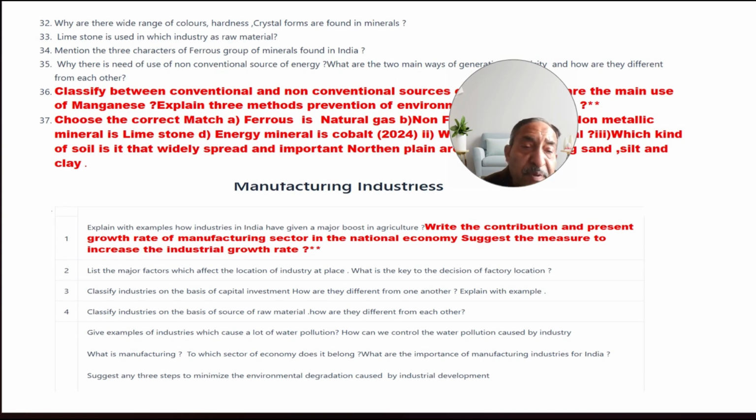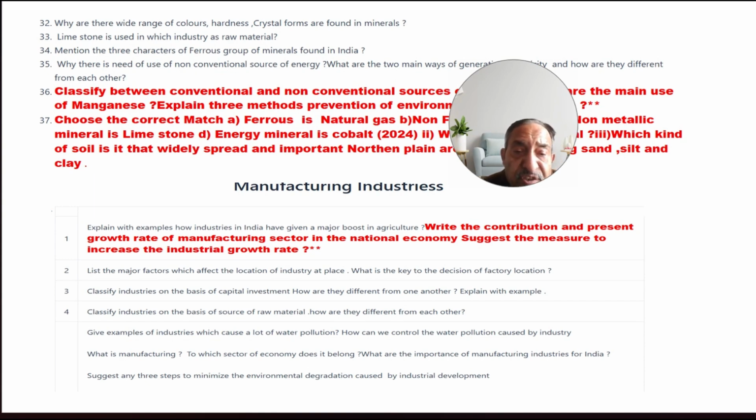Explain with the example. Classify industries on the basis of raw material. How are they different from each other? Give examples of the industry which causes water pollution. How can we control water pollution caused by the industries?